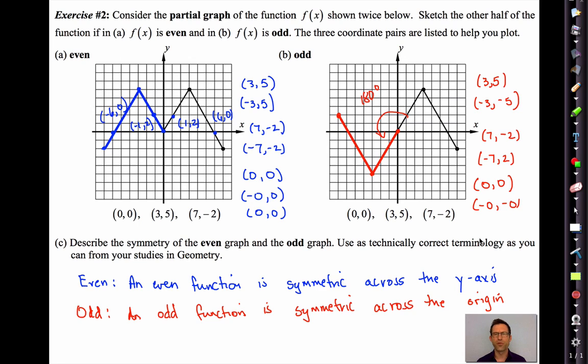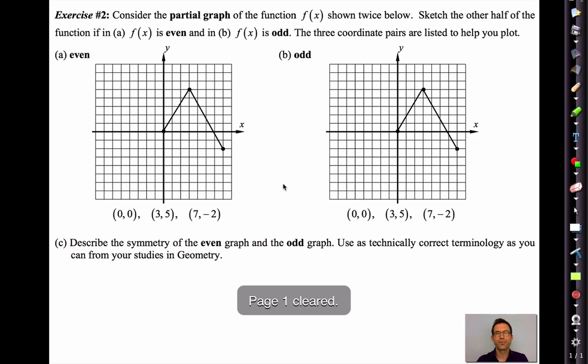A lot of people would just prefer to say that it's symmetric across the origin. All right? But you can also describe it in terms of rotations. So take a look at that. Very important work on this page, and then we'll move on and do some more work with even and odd functions. Okay, let's clear it out.